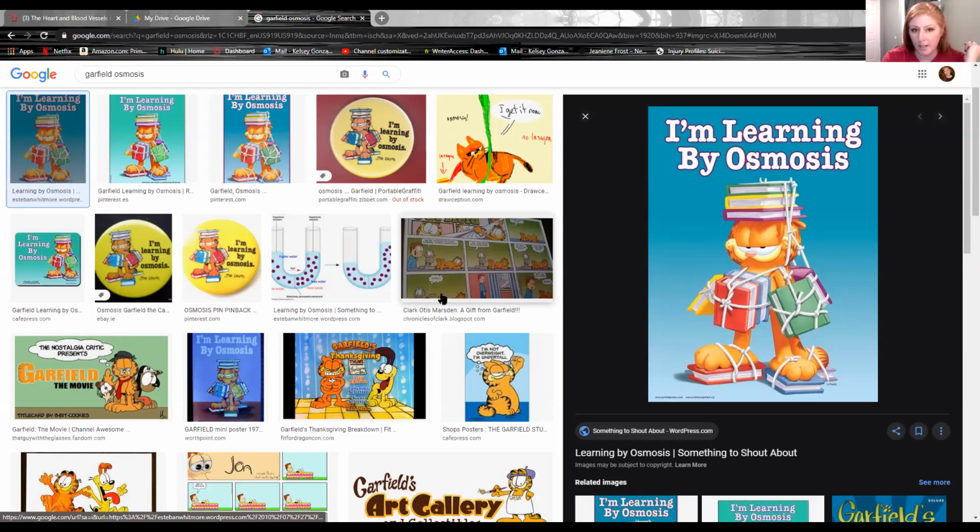Garfield has it wrong. I wish that we could absorb information, that it would diffuse into us like he's showing. But osmosis is only referring to the passage of water. So maybe Garfield should have said I'm learning by diffusion. Doesn't sound as exciting, but still would have been a little bit more accurate than osmosis. Bye, Garfield, America's favorite fat cat.